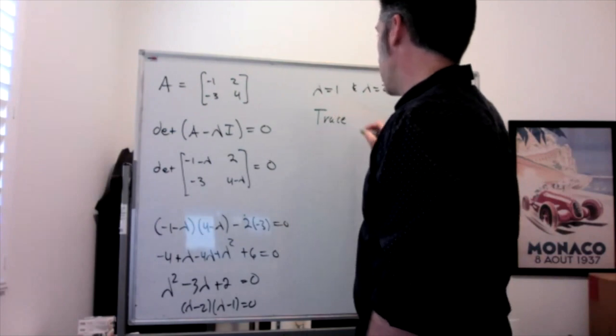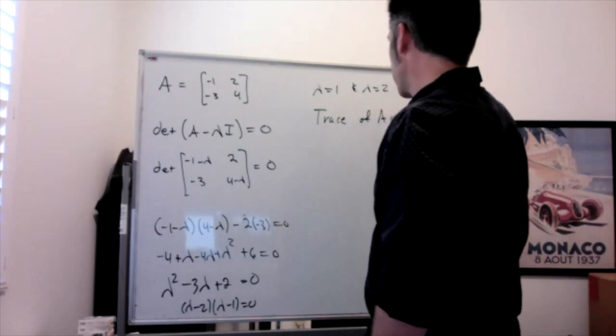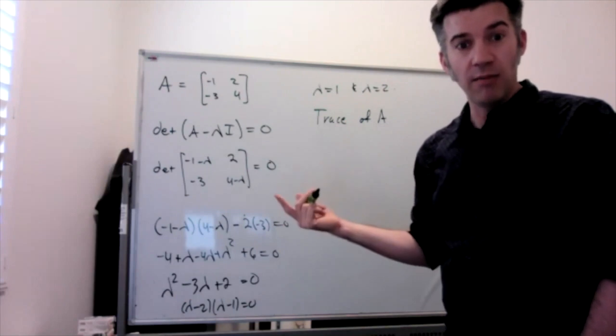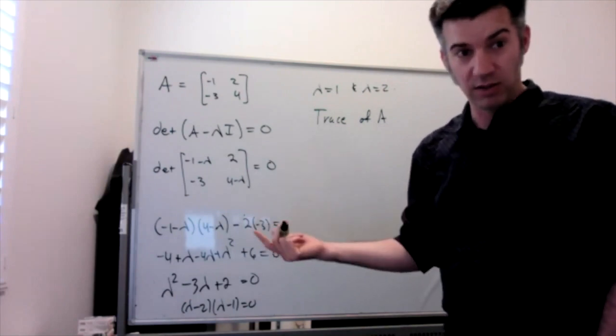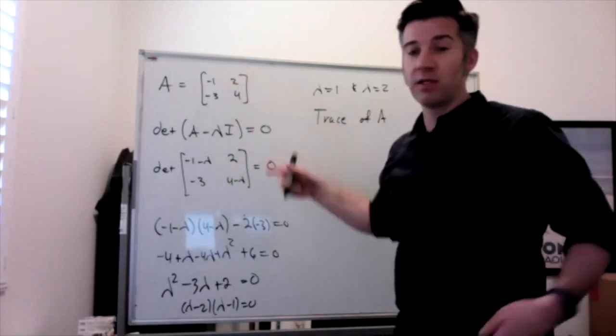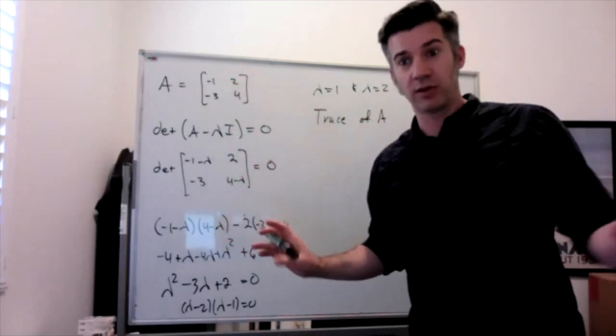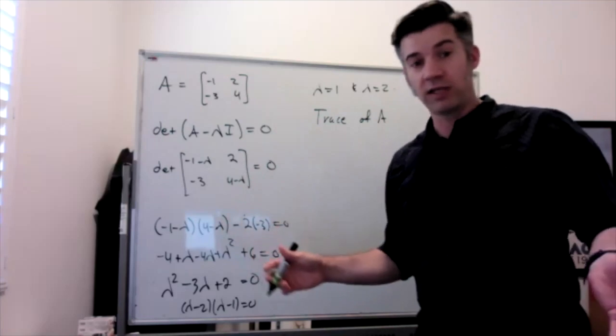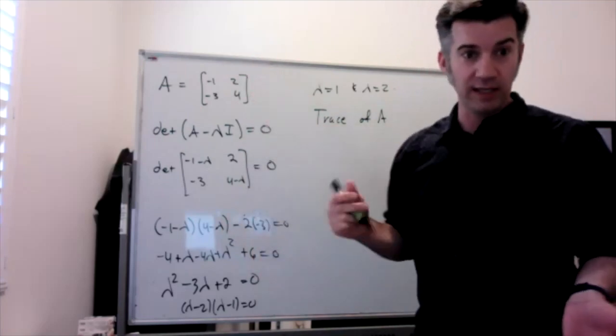The trace of the matrix A is just the sum of all the diagonal elements. So it has to be a square matrix. It's going to be 2 by 2. You're just adding up the diagonals, but it's true for any square matrix. Like if you have a 3 by 3 matrix, the trace of that matrix is all the diagonal things added together.